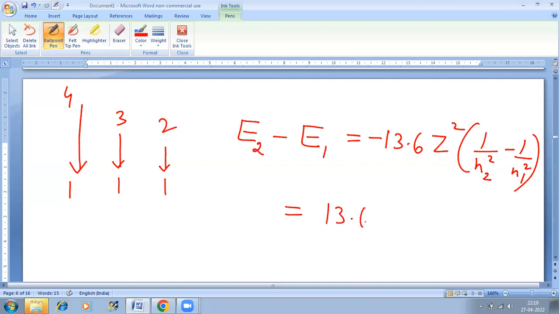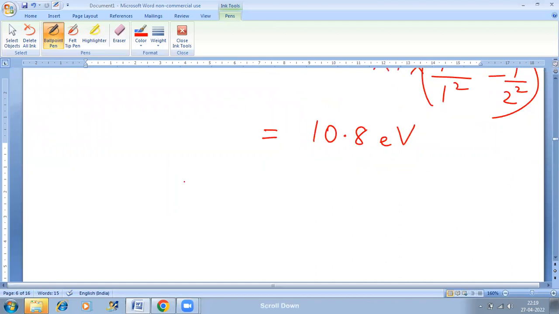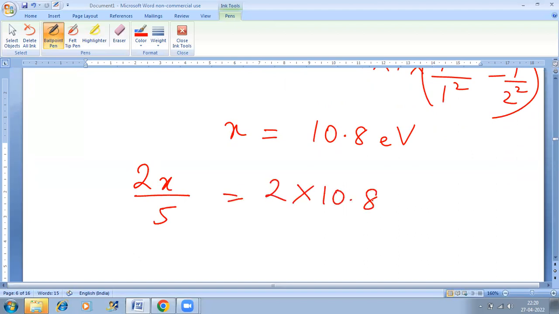This will be equal to 13.6 Z square, because for hydrogen Z is 1, into 1 by 1 square minus 1 by 2 square. Now this will be equal to 10.8 electron volts. Now 2x by 5 is mentioned, right? So 2 into 10.8 upon 5.